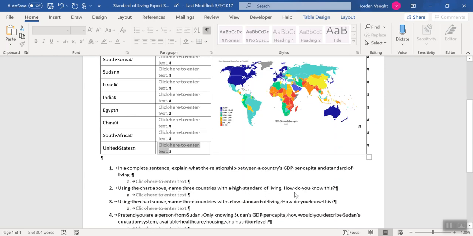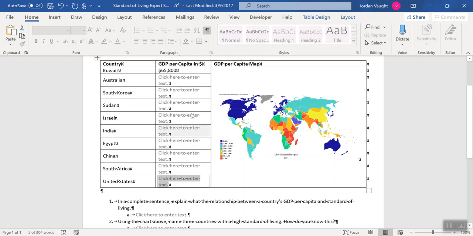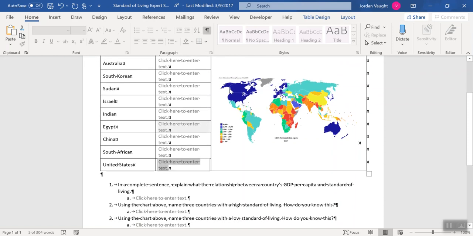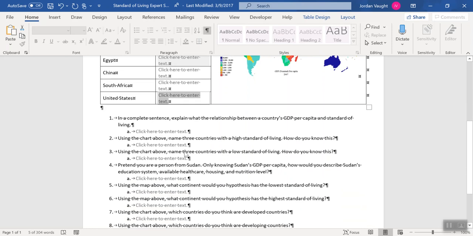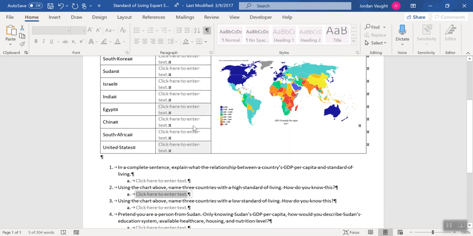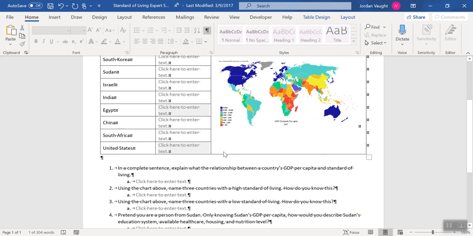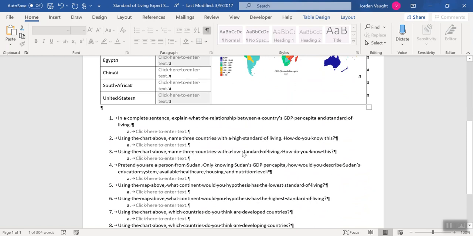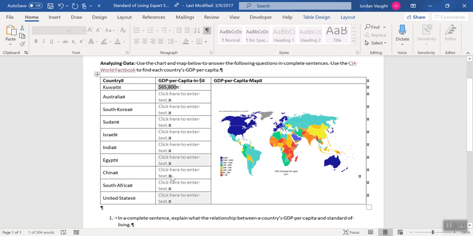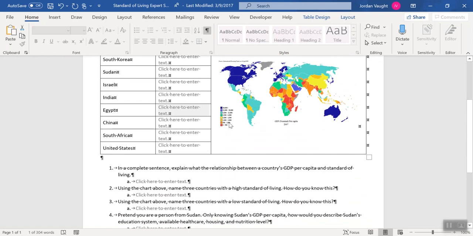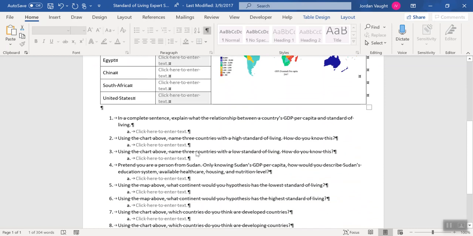Name me 3 countries with high standard of living. Okay, so you're looking at this chart. Which one would have high standard of living? You can also look at this map and look at those countries. Okay, remember blue is good on that one. Okay, then it's going to ask you how do you know? Okay, well, how do we know? Look at the money. Okay, use the chart above. Then name me 3 low standard. Okay, so look at the chart here, which has a low standard of living. Okay, so you look at the money situation there as well.